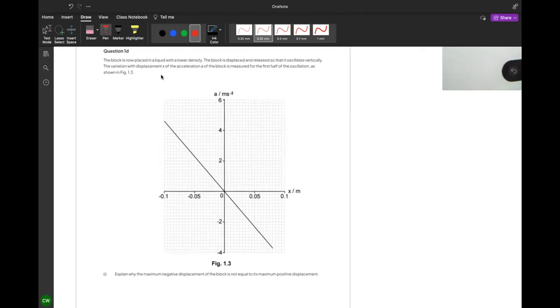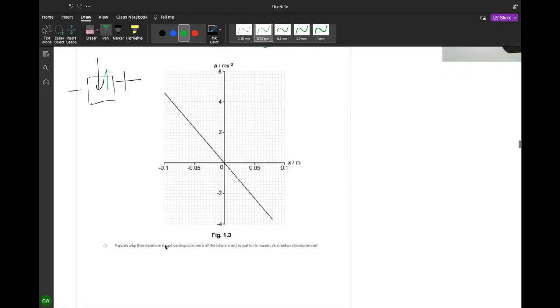Okay, next one. A block is now placed in the lower density liquid. The block is displaced. So press it down, then it starts to move up and down, up and down, up and down. So displacement, variation of displacement for first half of this. Explain why the maximum negative is not equal to the maximum positive. Why are they not the same?